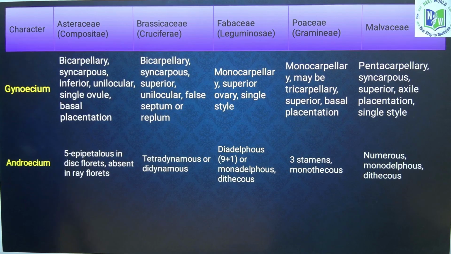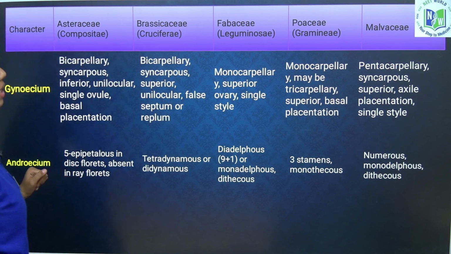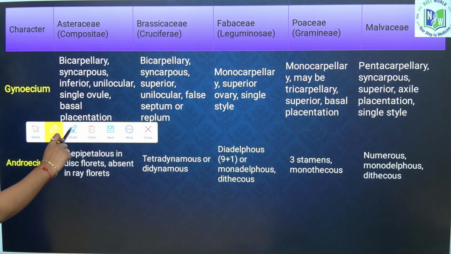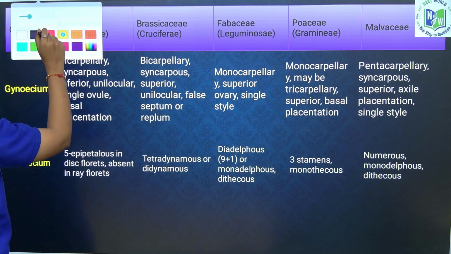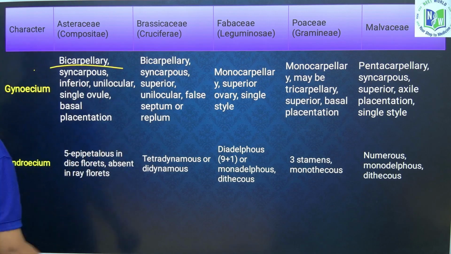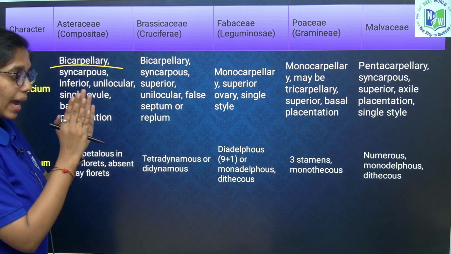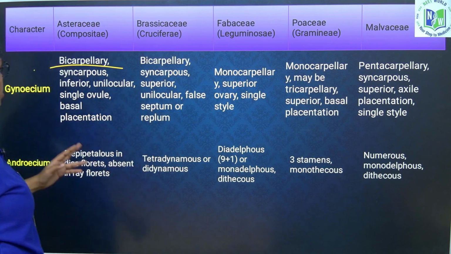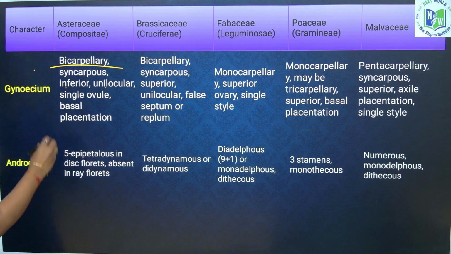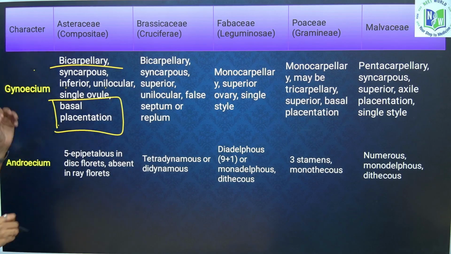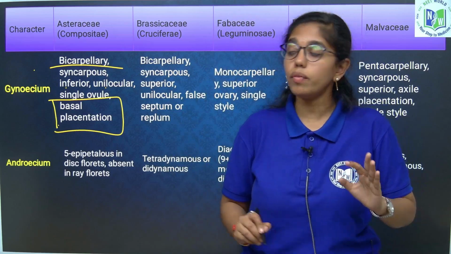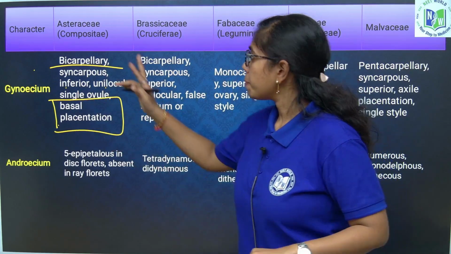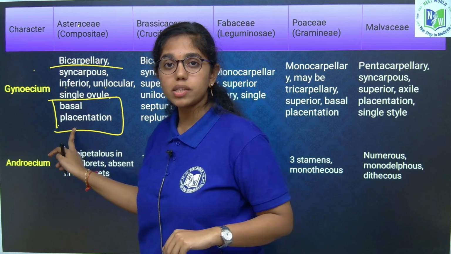the essential whorls of a flower, that is androecium and gynoecium. So yes, if you look into the gynoecium, beta, we have already learned with respect to Asteraceae, it is bicarpellary syncarpous, means the gynoecium is fused, attached with each other. Inferior, unilocular with basal placentation. Placentation of the ovary, like how ovules are arranged inside the ovary, is very much important. So Asteraceae members will show what placentation, beta?